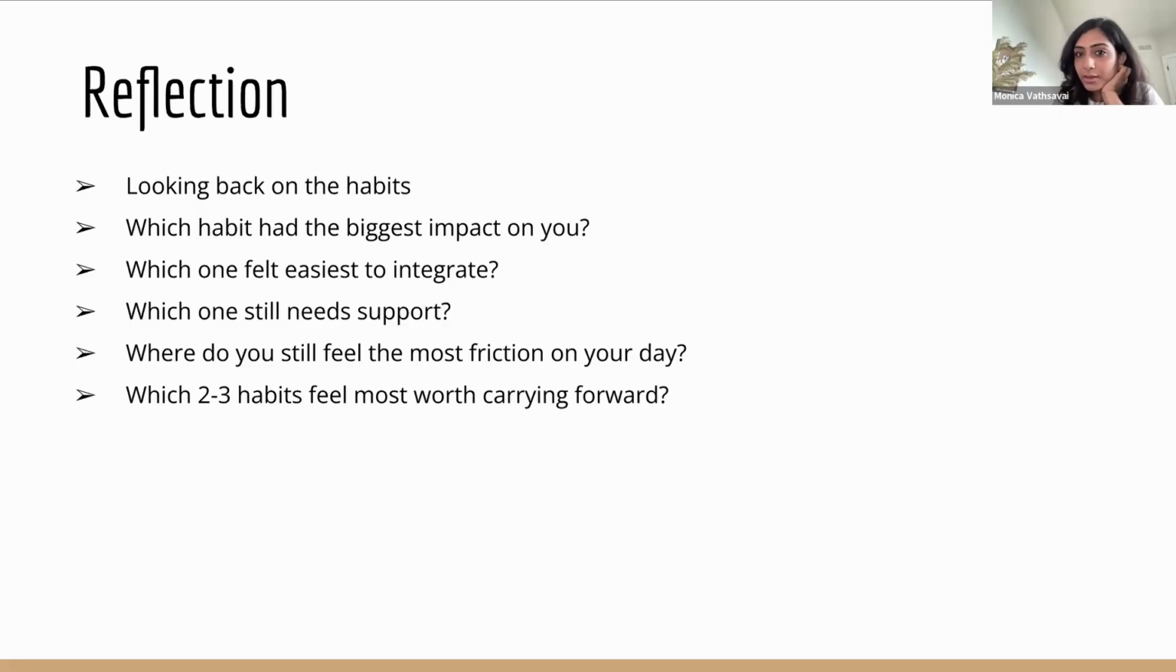You can share that. And finally, if you can name any two or three habits that feel worth carrying forward. You could carry forward all of the habits that you integrated, obviously, but if you could pick the most significant habits that made a significant change, what would they be? So I would like to open the floor for anyone to share their experience.